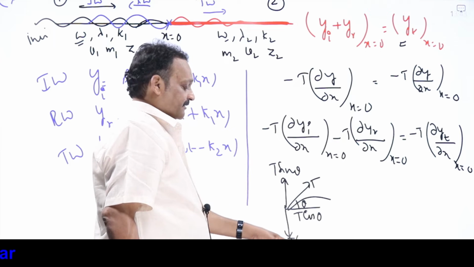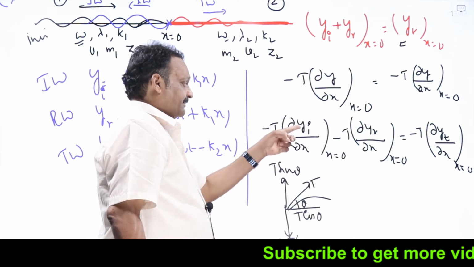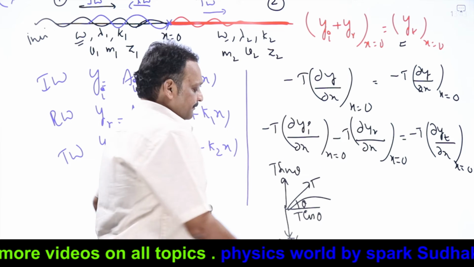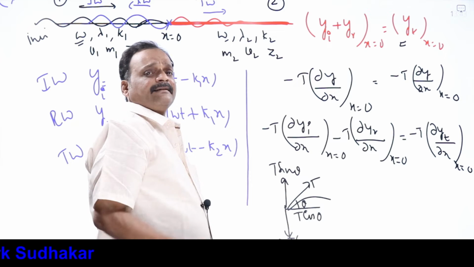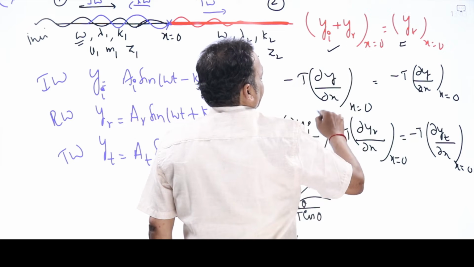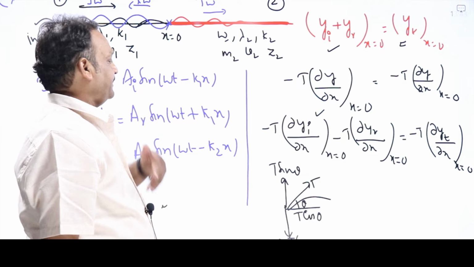When theta is very small, sin theta can be taken as tan theta. Tan theta is nothing but ∂/∂x, that is ∂yi/∂x at x = 0 plus ∂yr/∂x at x = 0. This is the first boundary condition, and this is the second boundary condition. I'll apply these first and second boundary conditions.